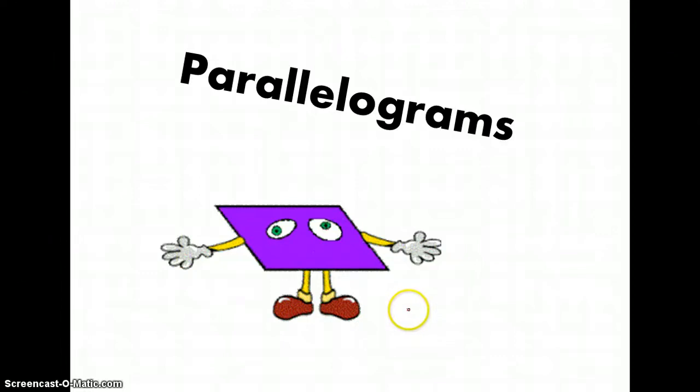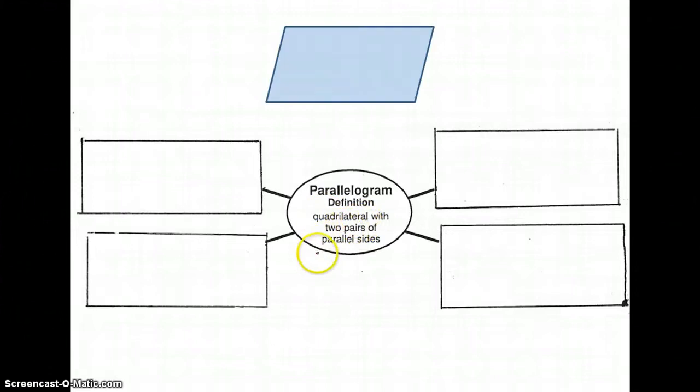Today we're going to be talking about parallelograms and their different properties. By definition, a parallelogram is going to be a quadrilateral with two pairs of parallel sides. So if we look at this diagram here, we see we have a quadrilateral. A quadrilateral is a four-sided figure, and a parallelogram means we have two pairs of parallel sides.